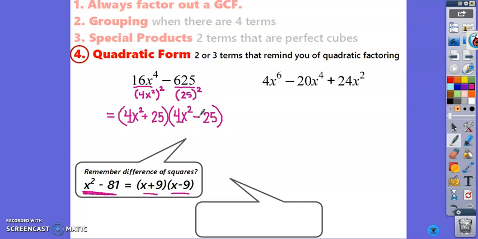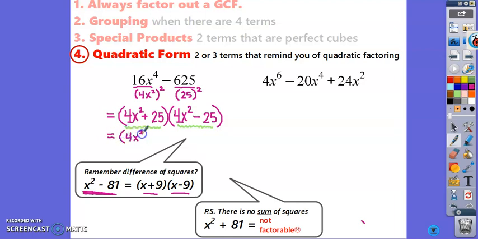Yeah, it turns out that there is no sum of squares. So, for example, this first little guy over here where it says 4x squared plus 25, that one's not going to be able to be factored again. But this one is a difference of squares, so I should be able to factor that one more time. Here's how that's going to look. So leaving this one alone, and then this one, factoring it as a difference of squares.